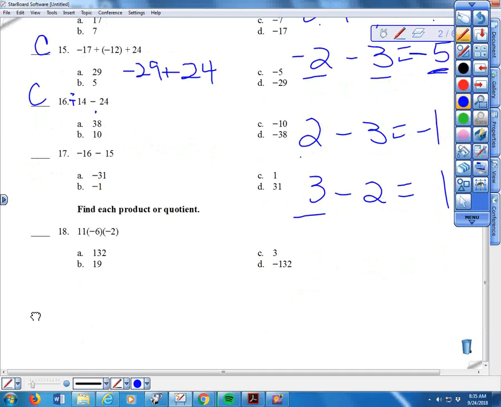Both negative. Addition or subtraction? Addition. What's 16 plus 15? 31. What's the sign have to be? Negative. Negative 31. Making sense?